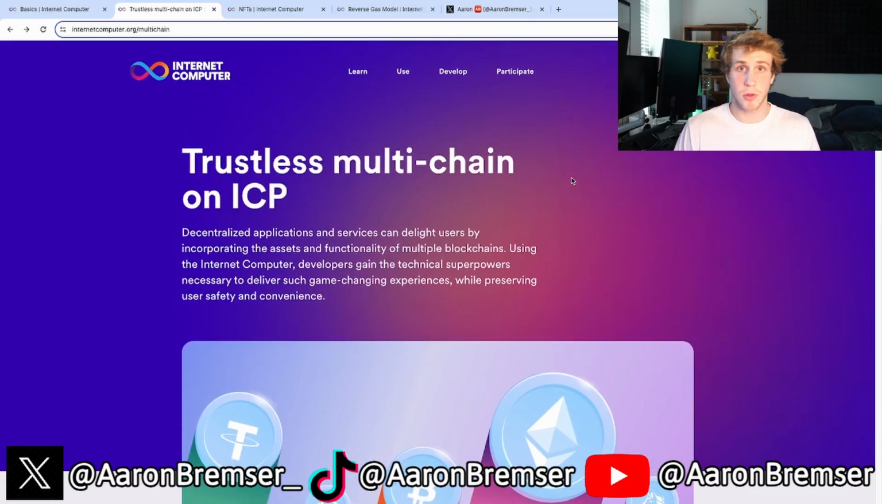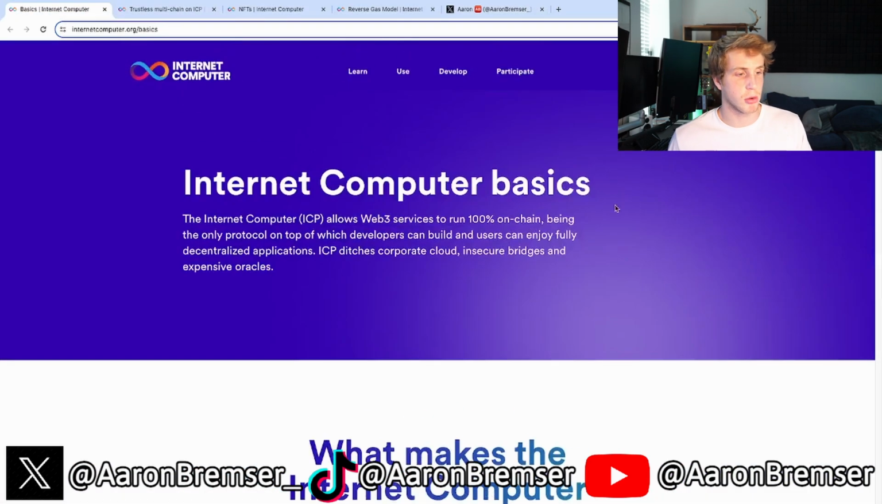They're not all of the reasons why the internet computer is different, but they're 3 I chose today and 3 that I think are very important that make ICP internet computer completely stand out compared to these other blockchains. Now, if this is your first time learning about the internet computer, we're just going to go over some of the basics. The internet computer allows Web3 services to be built 100% on chain.